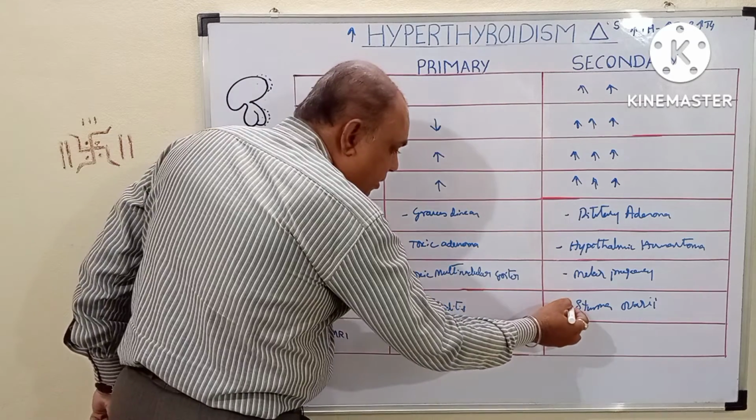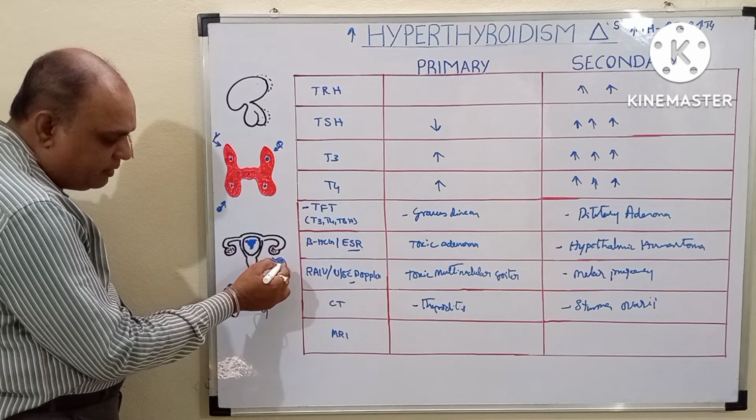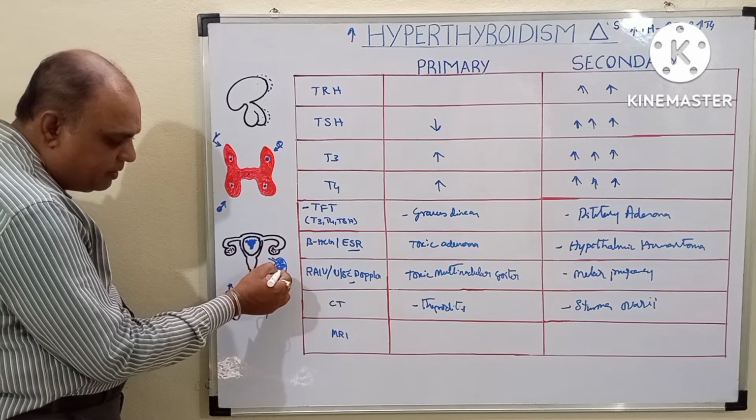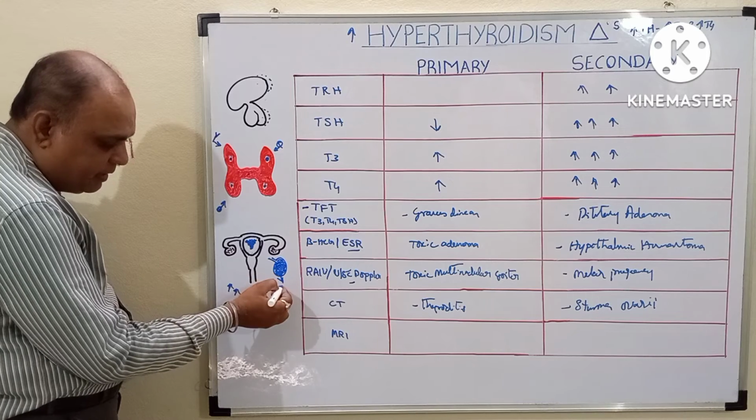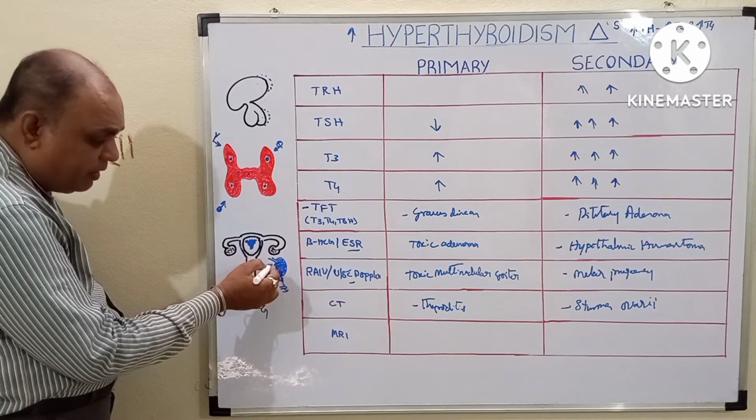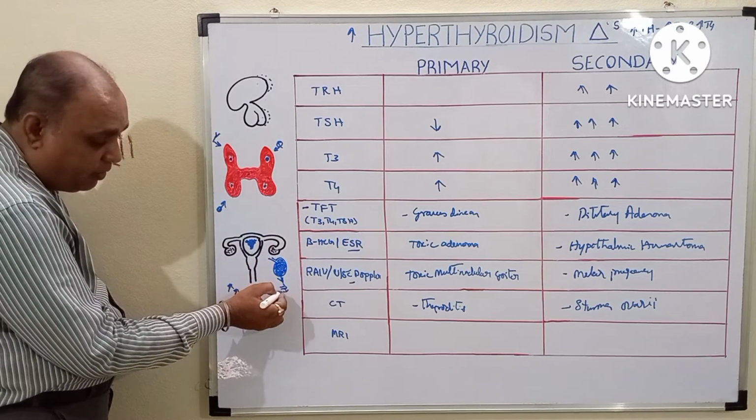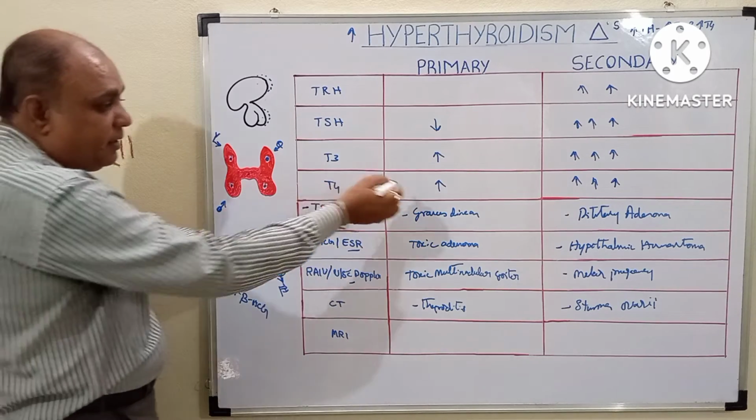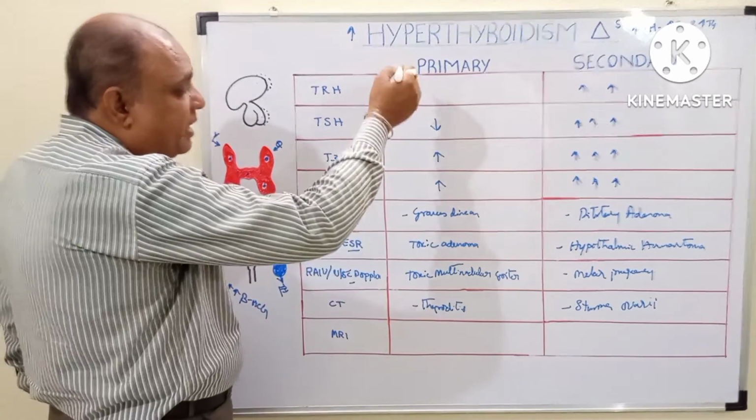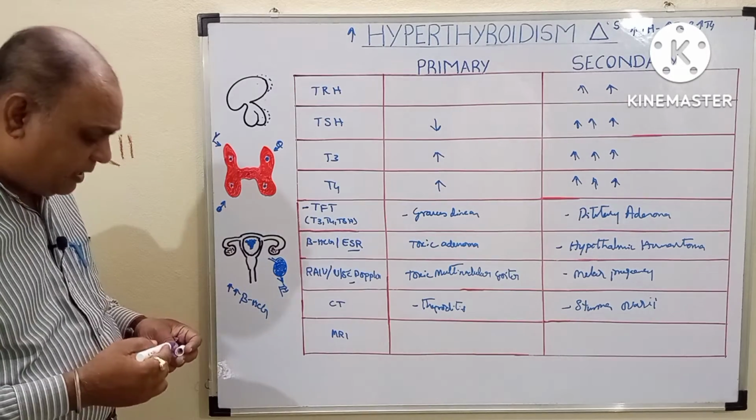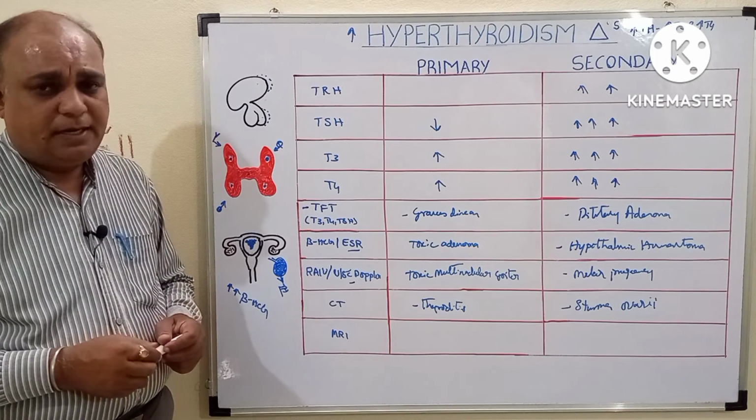Now in struma ovarii, there is a tumor of the ovary which produces thyroid gland type tissue which secretes the thyroid hormone. This thyroid hormone secretion will lead to an increase in the thyroid hormone levels in the blood. That can lead to secondary hyperthyroidism. So these are the few examples on causes for hyperthyroidism diagnosis.